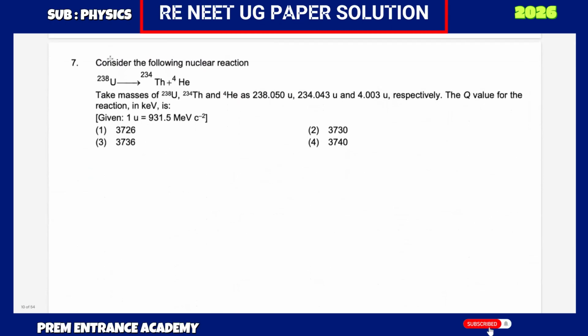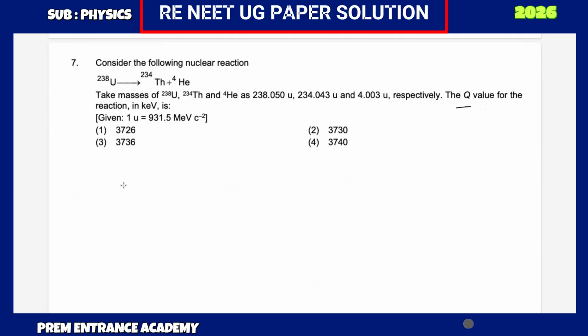See, this is question number 7 that comes in the NEET 2026. This question is from nuclear physics or modern physics in 12th class, where it is saying that uranium 238 is converted into thorium 234 and producing a helium. So ultimately, you have to find the value of heat release in this process.